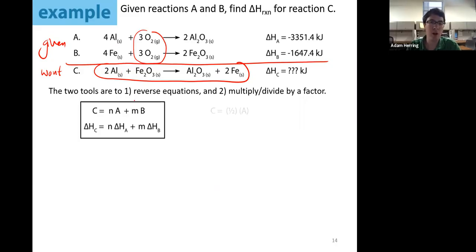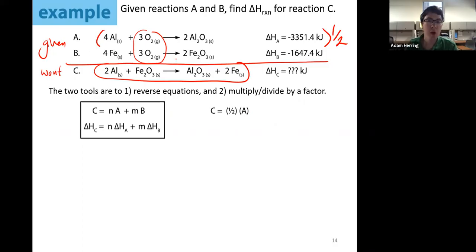So let's say that we start by looking at A and say that we are going to evaluate in terms of the aluminum. Notice that our final reaction has 2 aluminum on the reactant side, but reaction A has 4 aluminum. So what we need to do is multiply the whole thing by 1/2. So 1/2 of A.